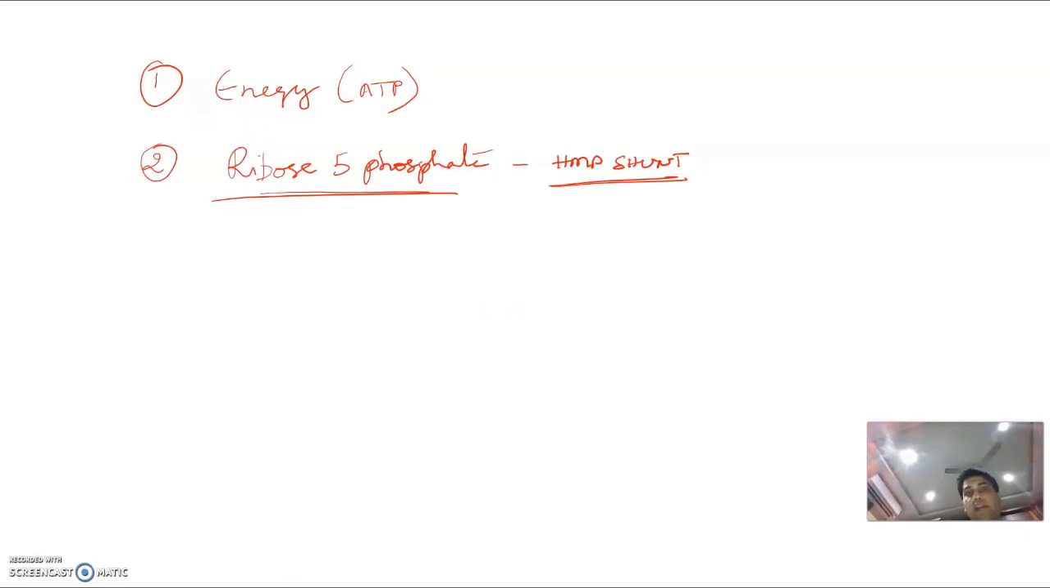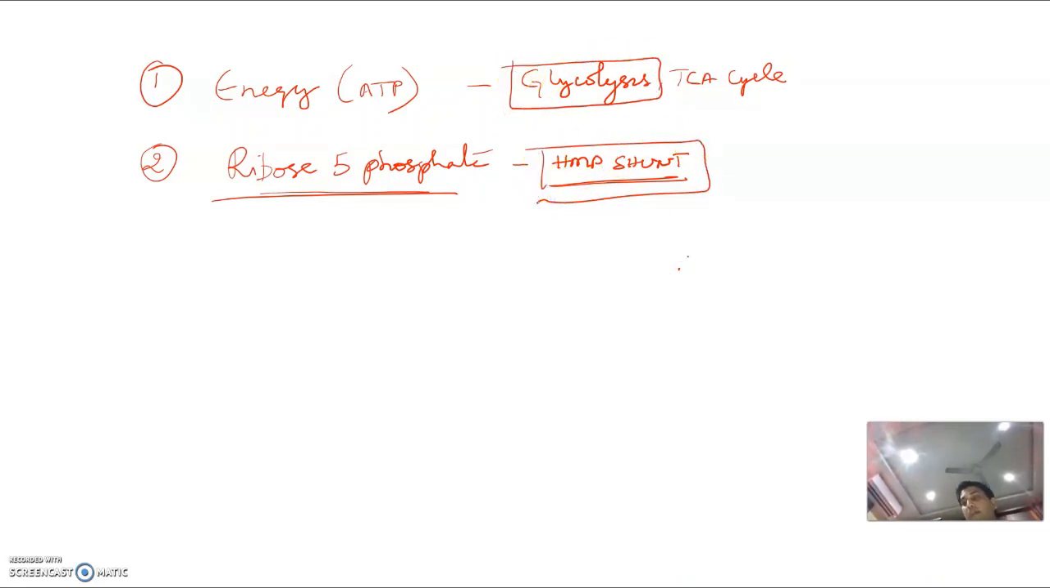Energy, where do we get this energy from? We get this energy mostly from glycolysis as well as the TCA cycle. Mostly it is glycolysis and HMP shunt. Why I'm saying this is because in RBCs, red blood cells, remember there is no mitochondria, so no TCA cycle occurs. Only two pathways will occur. The glucose 6-phosphate in RBC has only two things to do. One, it can undergo glycolysis. The second, it can undergo HMP shunt.